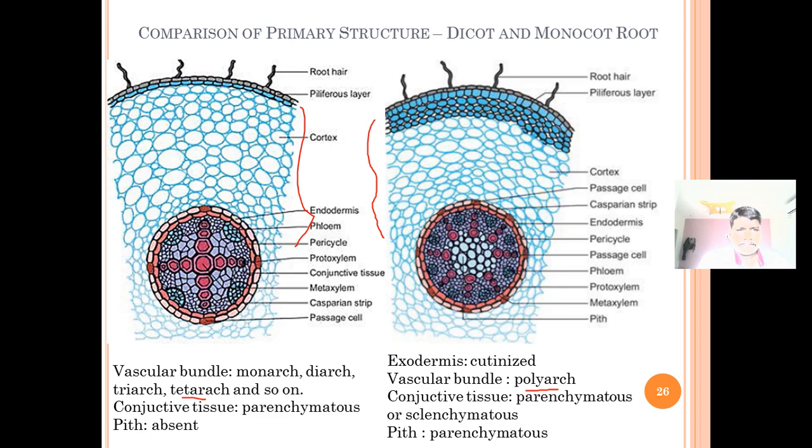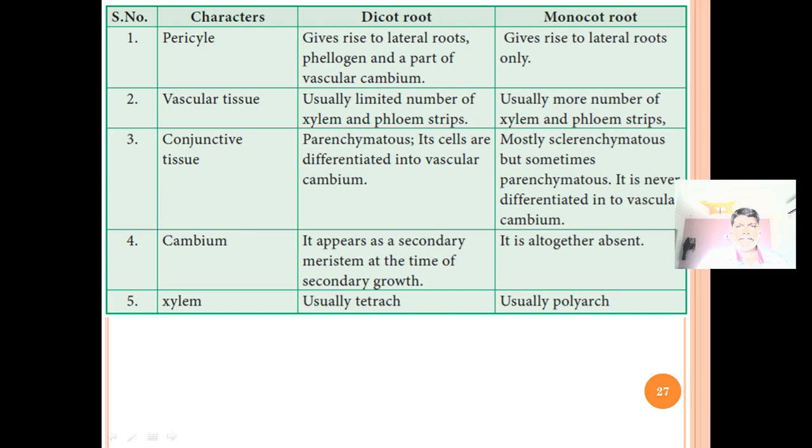And if you take the vascular bundle, it is a radial one, and the phloem and the xylem are present in alternate patches. The xylem and phloem are separated by a connective tissue. Here it is made up of parenchyma, and here it is sclerenchymatous. So this is the difference between monocot root and dicot root. If you take the pith, here the pith is absent, but here the pith is present.